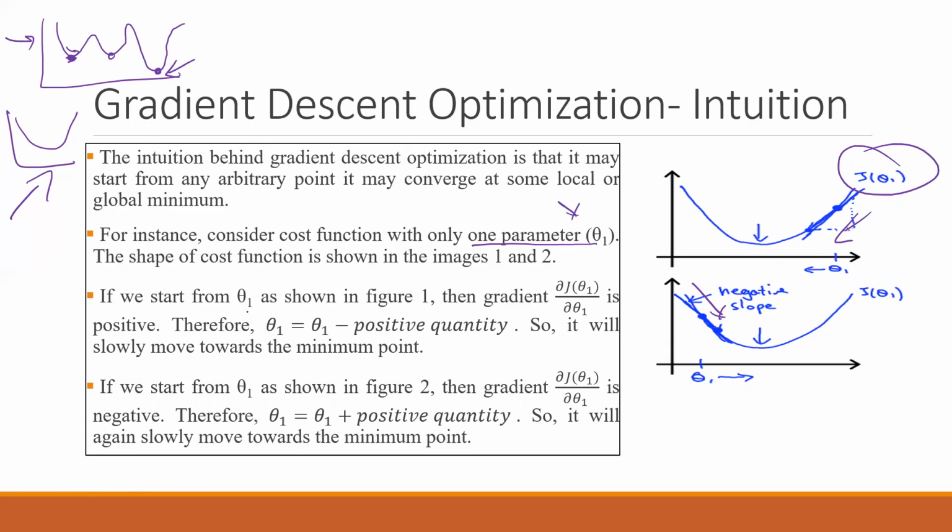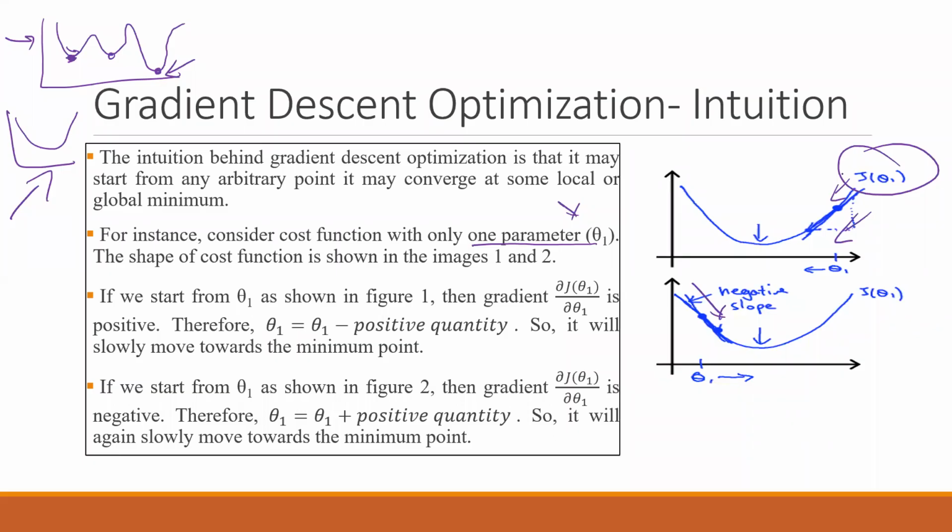If we start from theta 1 as shown in figure 1, let's say this point, coming from this side, then the gradient delta J(theta 1) upon delta theta 1 is positive. Therefore theta 1 equals theta 1 minus a positive quantity. Because my gradient is positive, coming from the right towards the left hand side, theta 1 minus a positive quantity will be done for the update, and it will slowly move towards the minimum point because it is moving in small steps.